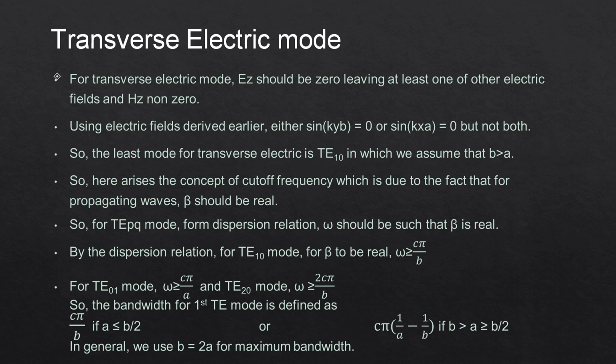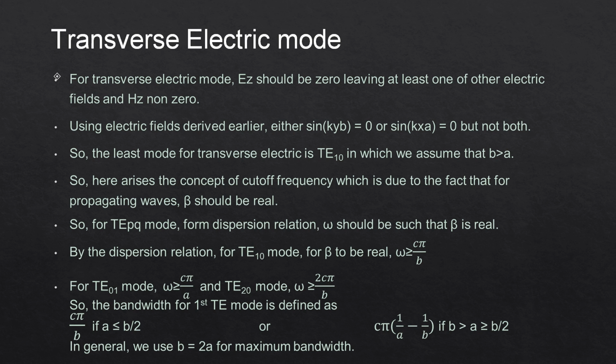So the least mode of transverse electric field is TE10 in the case when B is greater than A. Note that for A greater than B, the least mode for transverse electric field is TE01. Now, as we discussed earlier, beta should be real. So, mathematically we can define a cutoff frequency above which this condition is satisfied. Talking about the least transverse electric mode TE10, omega must be greater than C pi by B for beta to be real, where B is the length of the waveguide.